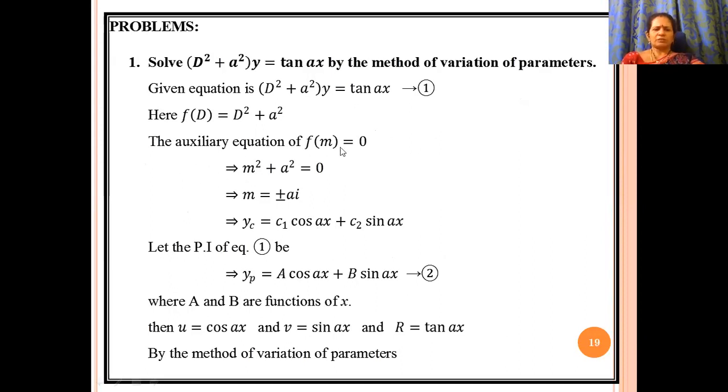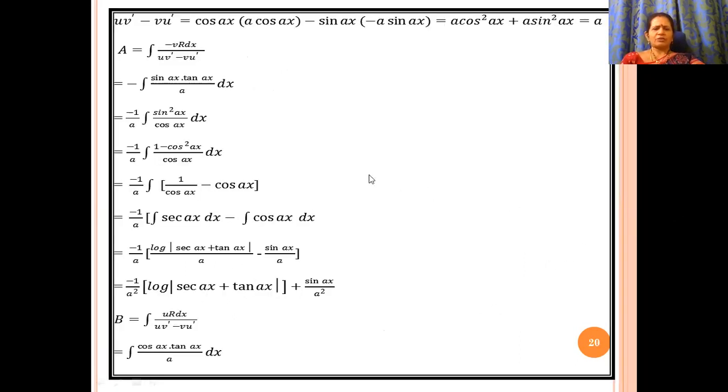For that, first of all, you have to find out the auxiliary equation. From that we'll get the two roots. According to the roots, we have to write the complementary function. After getting the complementary function, you should write the particular integral. This is the formula for the particular integral. After that, from the particular integral, write down u and v values and r. Then find out a and b values using the given formula.